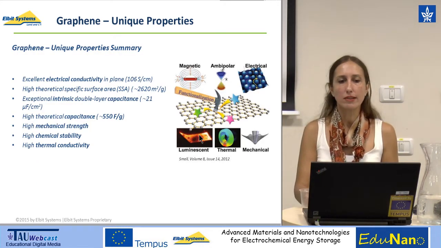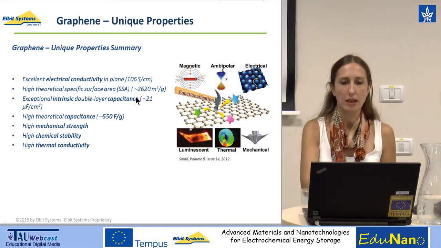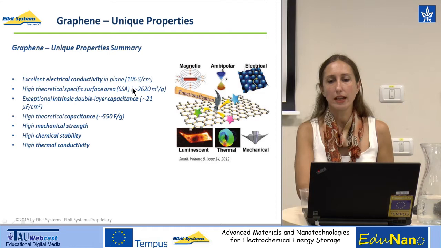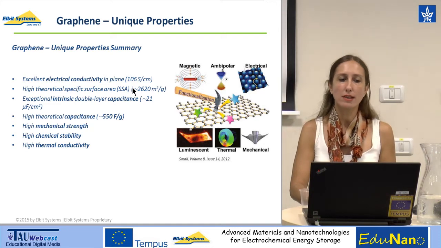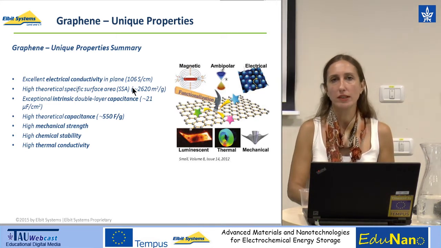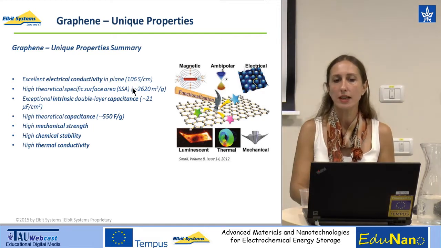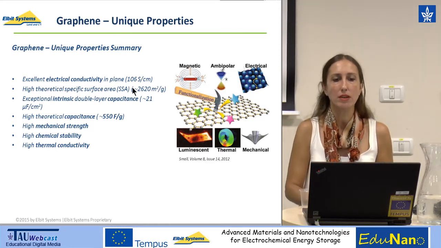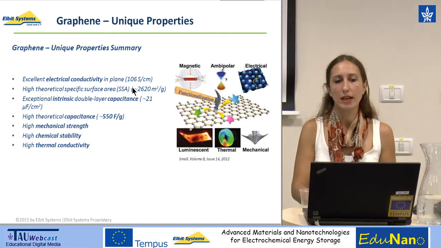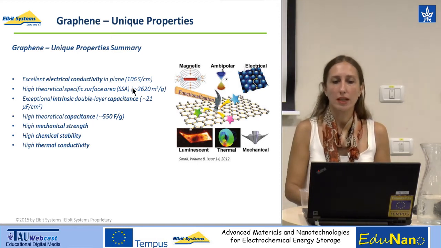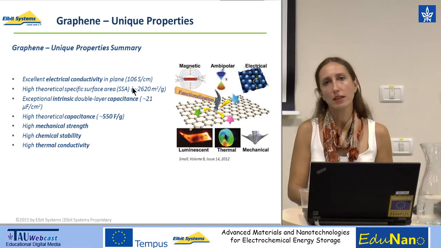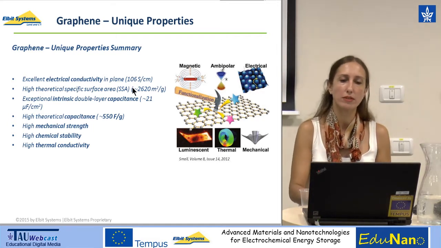In order to summarize the unique properties, I've prepared this transparency that emphasizes the most specific properties of graphene. We are starting with the excellent electrical conductivity in plane, in the XY axis, reaching up to 10^6 siemens per centimeter. We are talking about a very high theoretical specific surface area, reaching above 2,620 square meters per gram, and these are values taken from the literature, from different researchers, especially located in US academia.